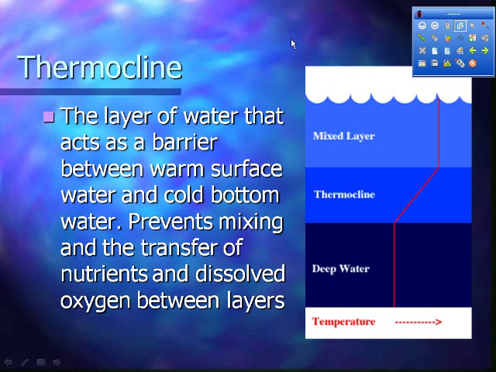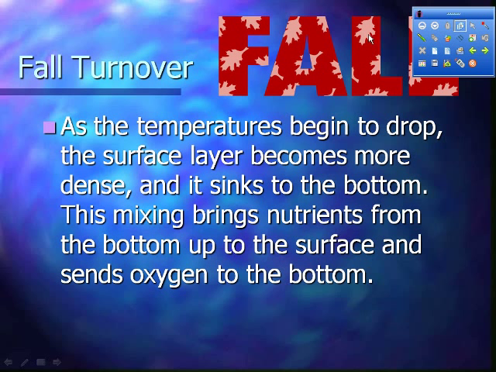That thermocline, like I said, is the barrier between warm and cold water, that drastic change in temperature, and it prevents the mixing, keeping the nutrients down here and the dissolved oxygen up here for the most part. The fall turnover is when that changes. It happens a couple times a year in the natural environment. Temperatures begin to drop, the surface layer is more dense, sinks to the bottom, and that mixes things. So this is incredibly important.